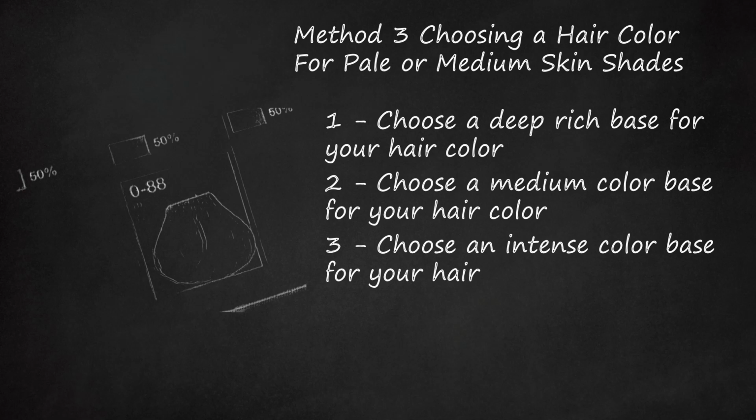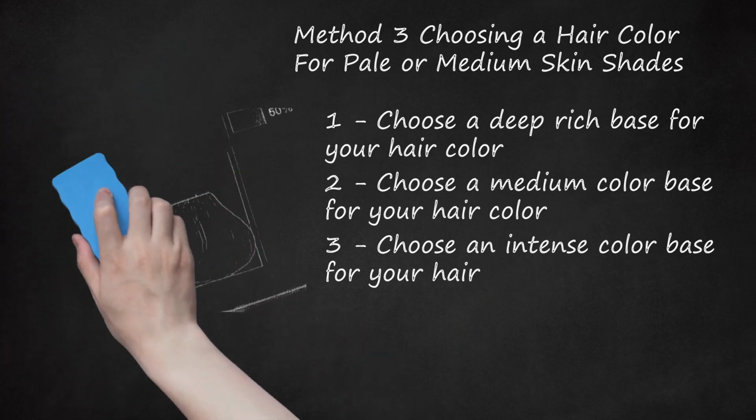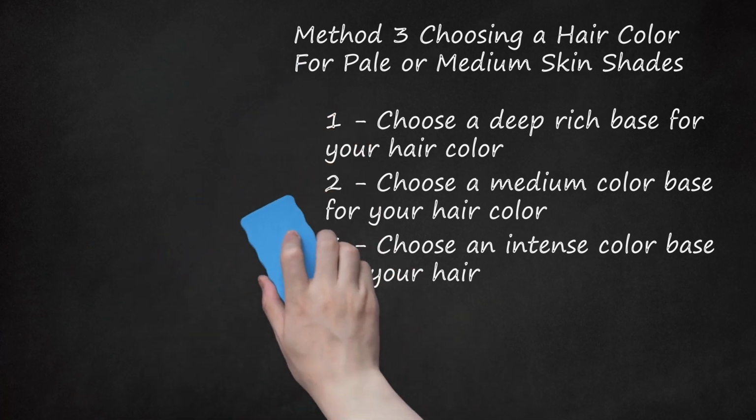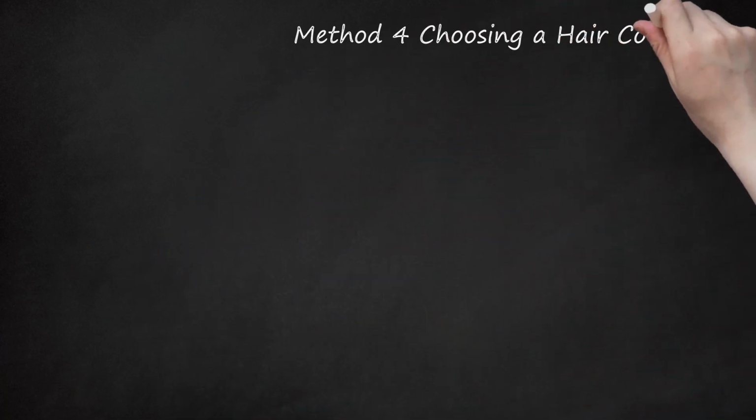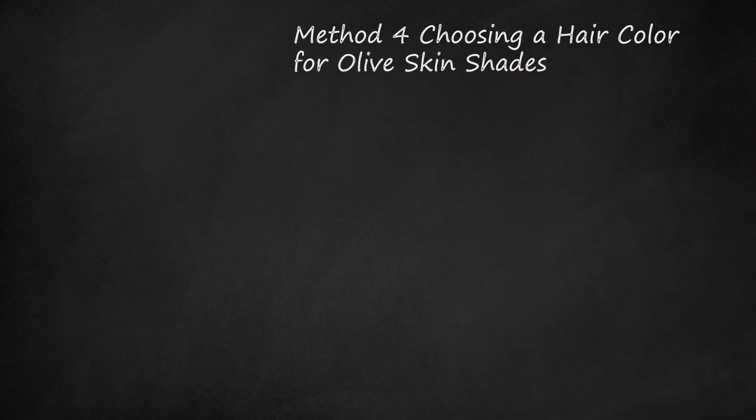Choose burgundy, cherry, or garnet hair color for dark skin with cool undertones. You can use these as a base color or highlight color. The cool red tones in this hair color give your skin a smooth even look. Method 4. Choosing a hair color for olive skin shades.